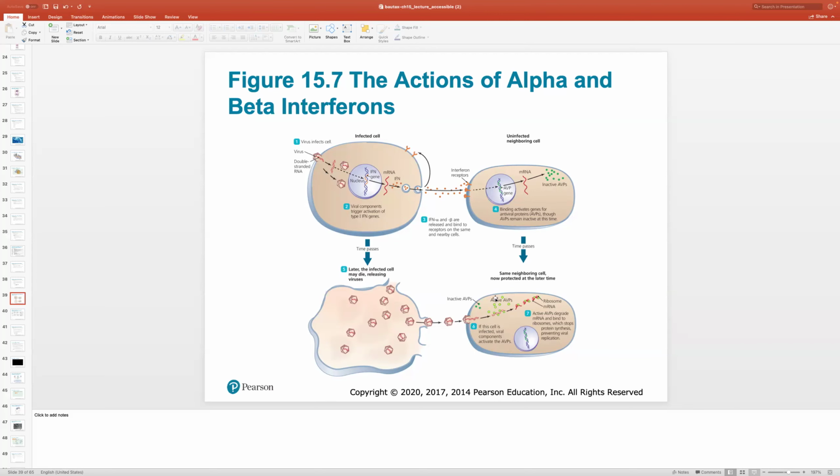However, the inactive antiviral proteins become activated. The viral components are going to activate those. And you see that the active antiviral proteins are going to degrade the messenger RNA, bind to the ribosomes, and stop protein synthesis. And so that's going to prevent the viral replication. So this is how the alpha and beta interferons can eventually stop viral replication.